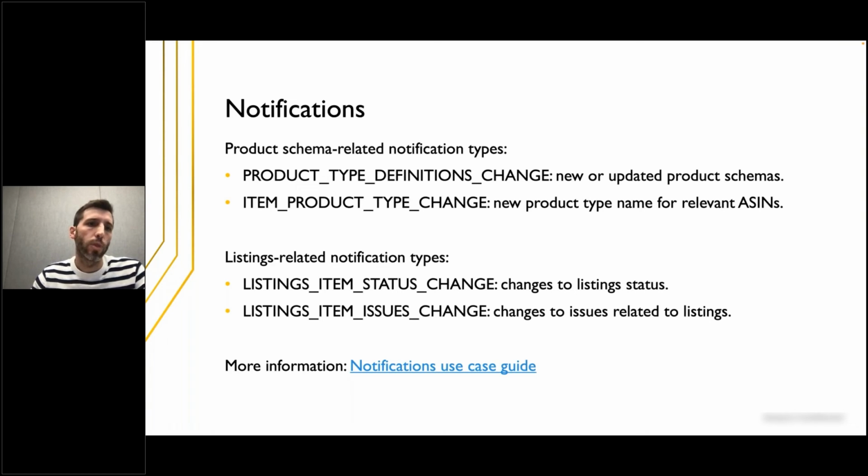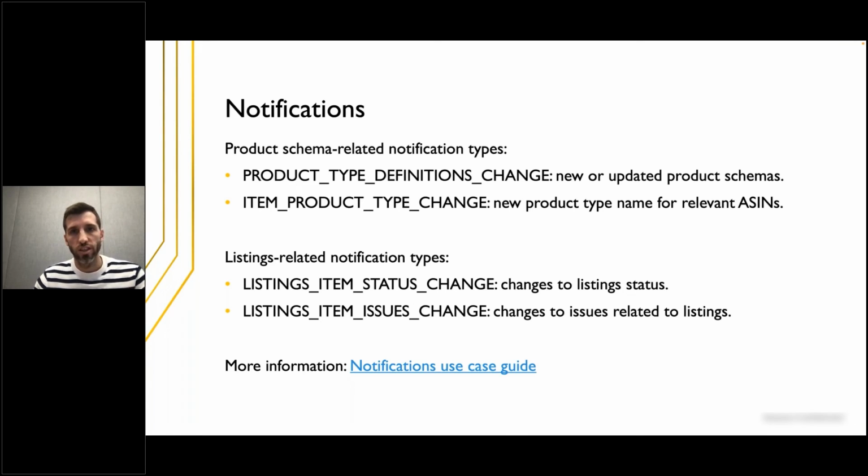2 of them are related to the product schemas, 2 of them are related to the listings submission. So the ones related to the product schemas are, first of all, the product type definitions change notification type, that's the name. This one gives you information about new or updated product schemas.